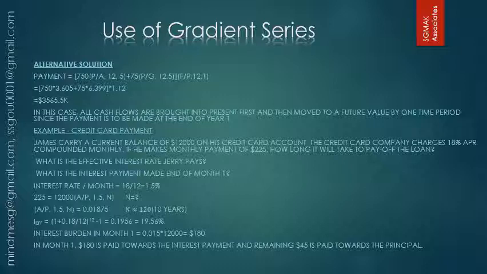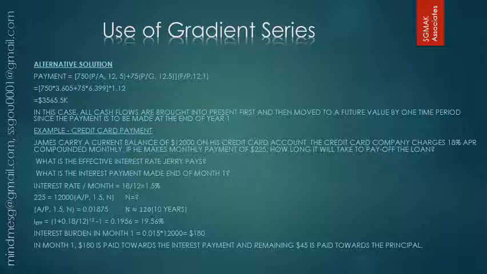So to find out the time period, we use the capital recovery factor. The $12,000 loan is recovered in $225 payments per month over a certain time period, which is n. So we solve that equation and n comes out to be 120 approximately. So it takes about 10 years, 120 monthly payments to repay the loan the way James is paying it right now.